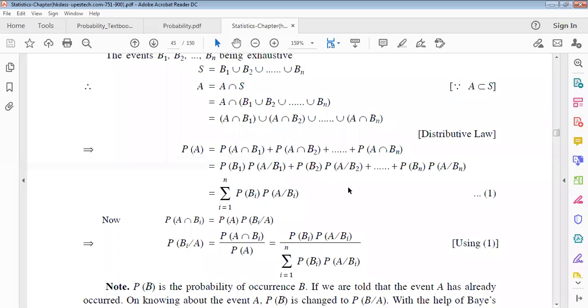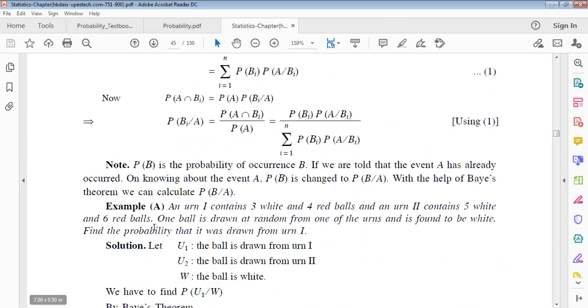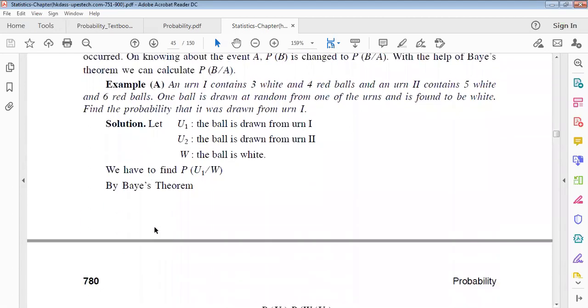There are different kinds of applications in engineering, especially in industry, in different areas, where we have to use this Bayes theorem. In the next example, we will see the application of this Bayes theorem.